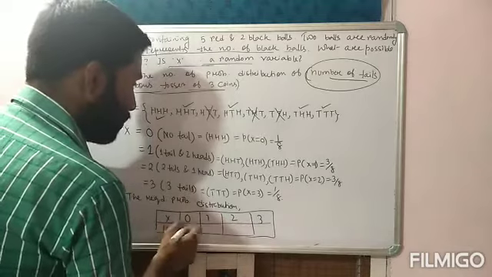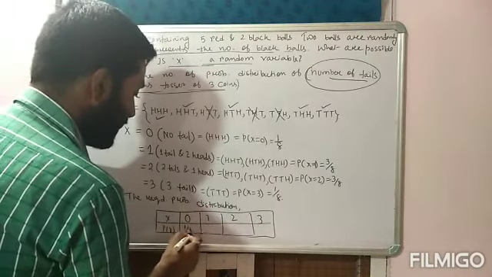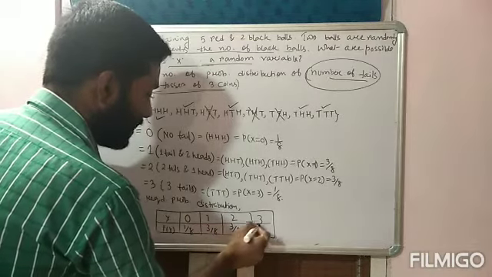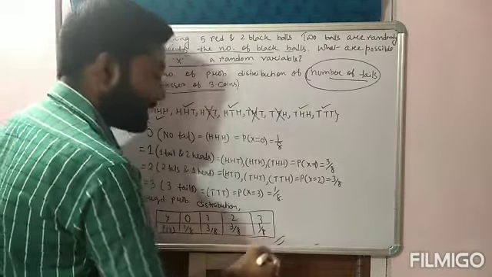When x equal to 0, what is the value of p of x? 1 by 8. When x equal to 1, 3 by 8. When x equal to 2, 3 by 8. When x equal to 3, 1 by 8. So this is the required answer.